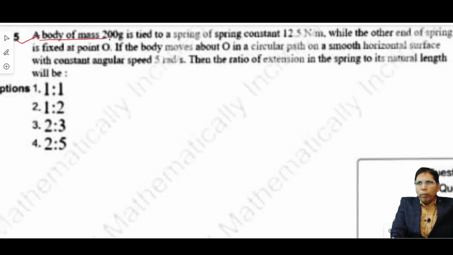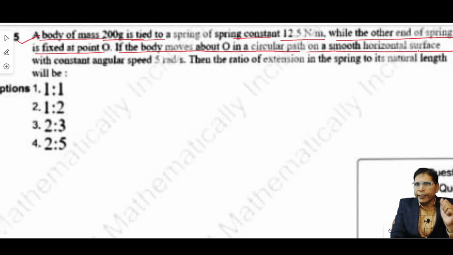A body of mass 200 gram is tied to a spring of spring constant 12.5 Newton per meter, while the other end of the spring is fixed at O. If the body moves about O in a circular path on a smooth horizontal surface with constant angular speed 5 radian per second, then find the ratio of the extension of the spring to its natural length.